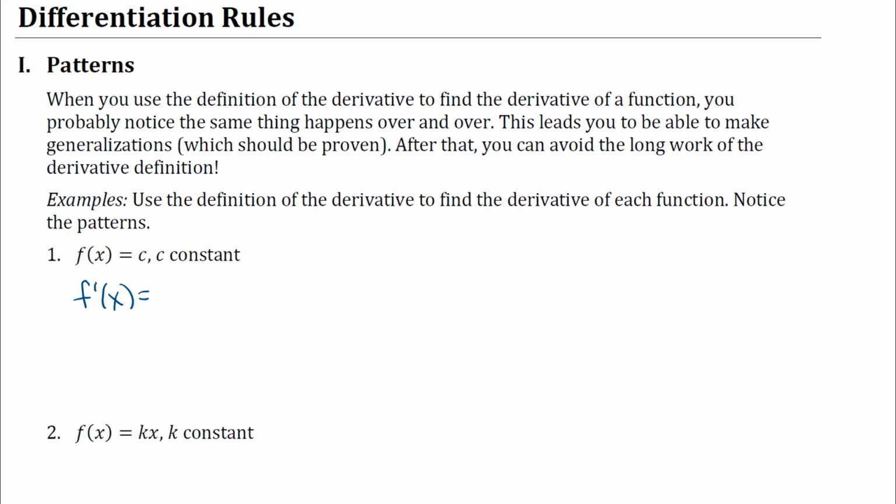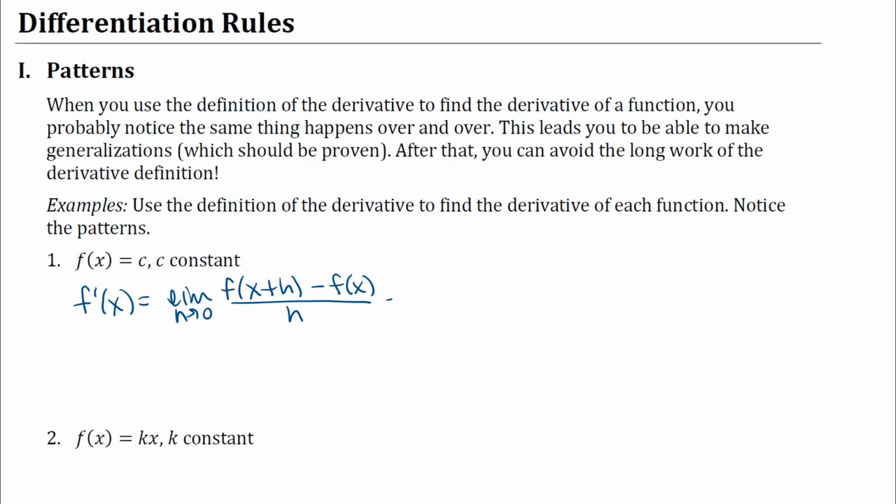So we'll go ahead and write this out here. You should have this definition memorized. Limit as h approaches 0 of f of x plus h minus f of x all over h. That's just the definition for every derivative, provided that limit exists. And then if we apply that to this function, the f of x plus h, well, no matter what we put into the function, the output is c, so that's c. And f of x is also c, so we have c minus c all over h.